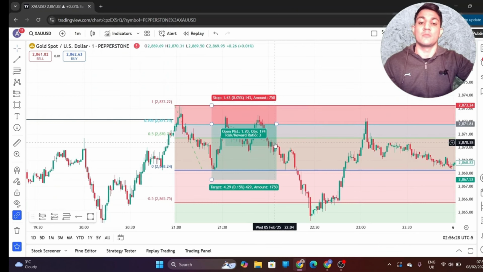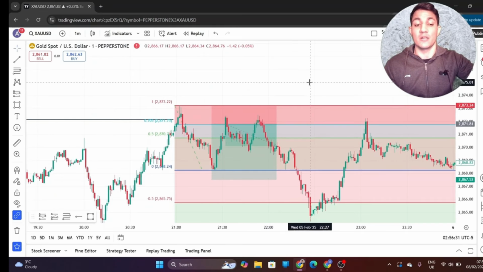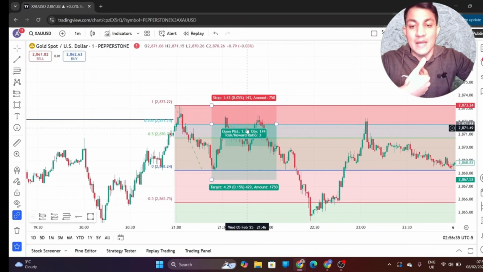And if you're making 3 times your money, let's say you're making 1K, you're making 3K per trade, you'll make a stupid amount of money. But that's my entry pattern.